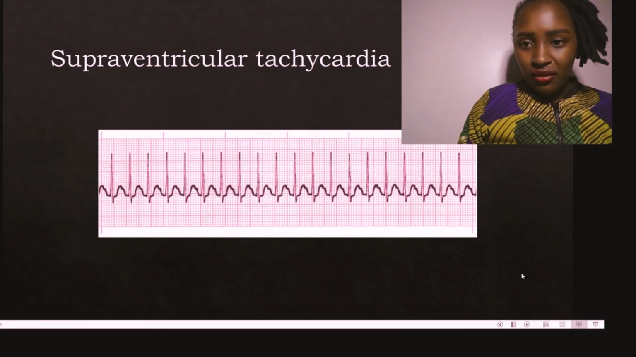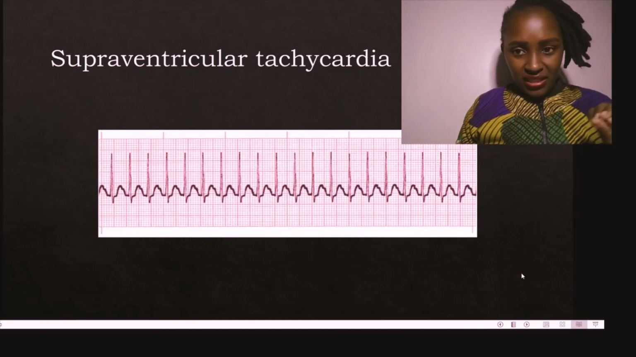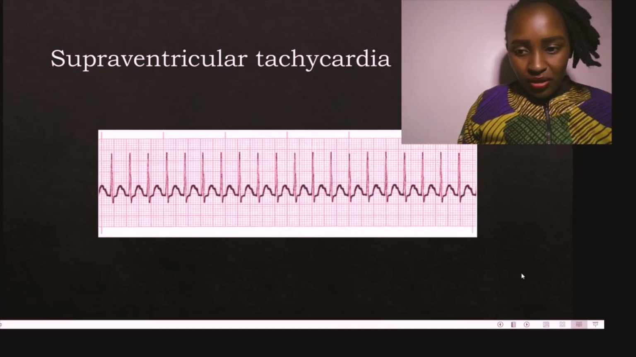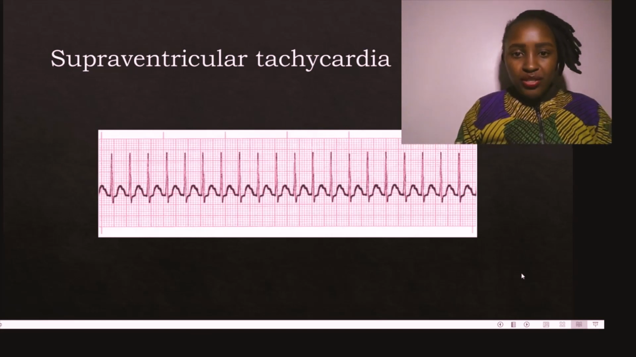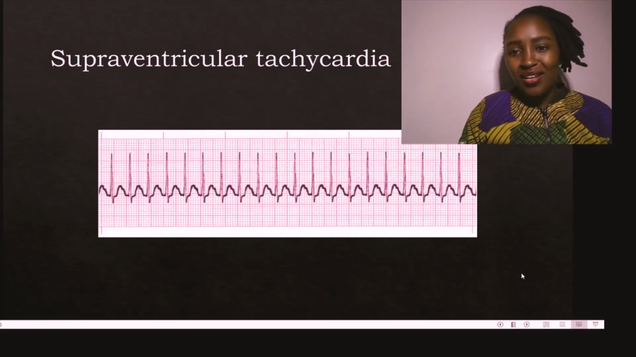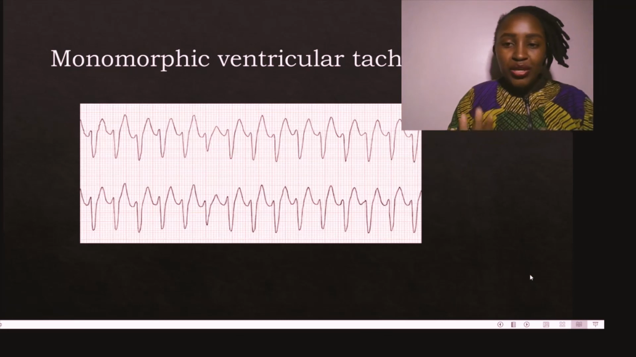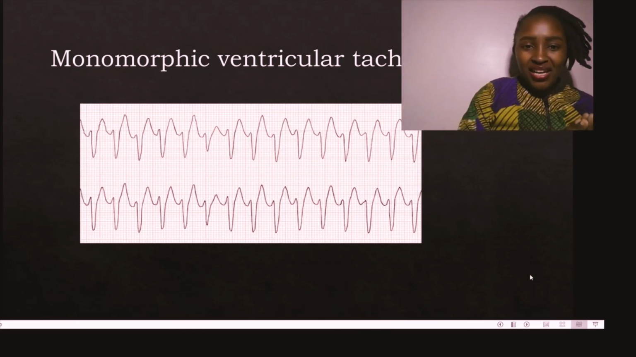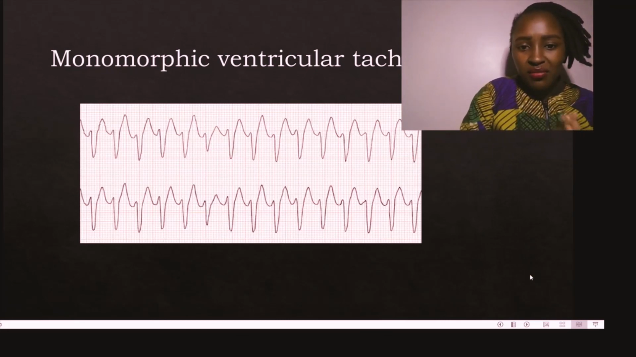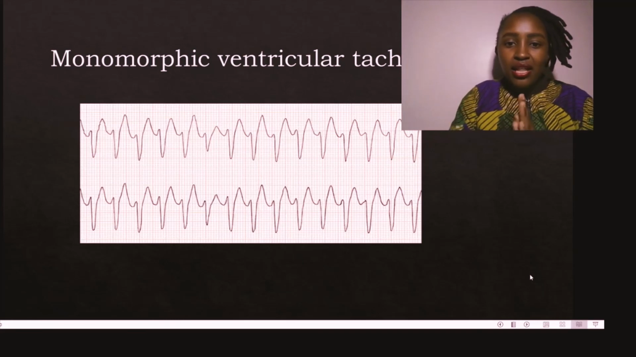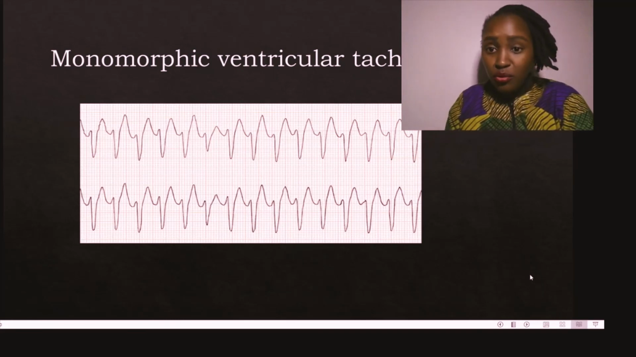So it is a regular rhythm, yes. However, it is a tachycardia and it has a narrow QRS complex, so this is characteristic of supraventricular tachycardia. Now, going again from our criteria, remember we said rhythm. The rhythm here is regular, you can see that. The rate is quite rapid, therefore we have a tachycardia.